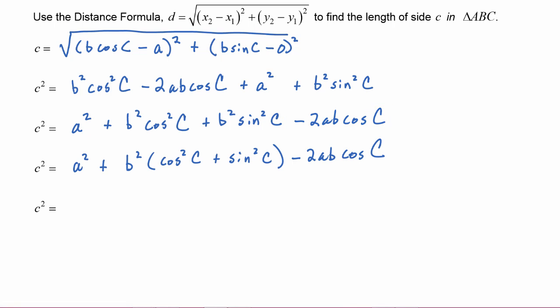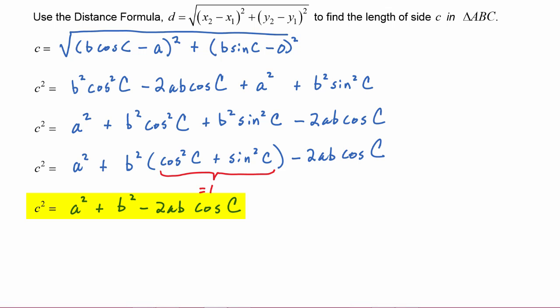Now, using our Pythagorean identity, we recognize that cosine squared of C plus sine squared of C is equal to 1. So this equation becomes a squared plus b squared minus 2ab cosine of C. And this is the law of cosines.